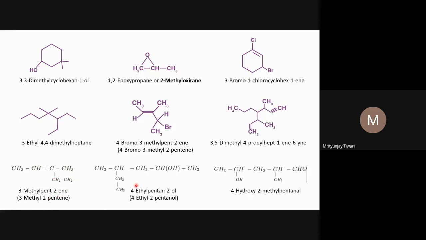This compound, if you look at the numbering, 1, 2, 3, 4, 5, and 6, not this one. So 6 carbon atoms. If you go in this direction, there will be only 5 carbon atoms: 1, 2, 3, 4, 5. So the longest chain will be this one. So the numbering will go from here to this end: 1, 2, 3, 4, 5, 6.